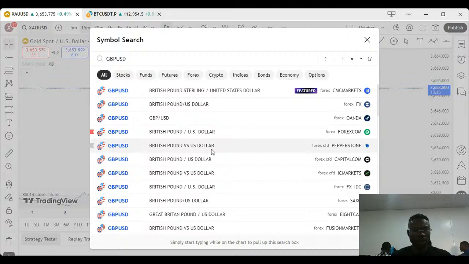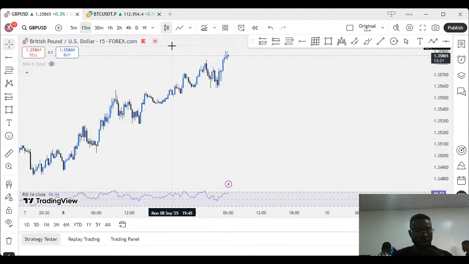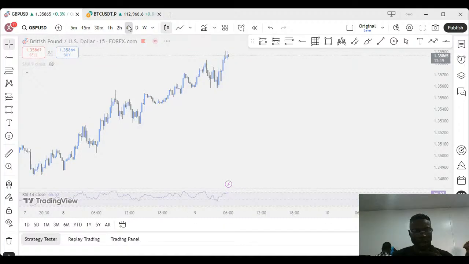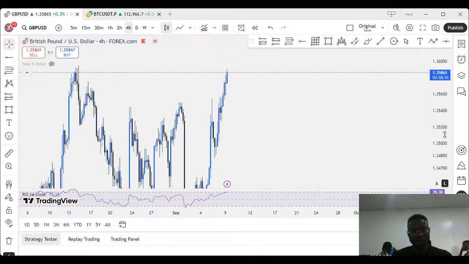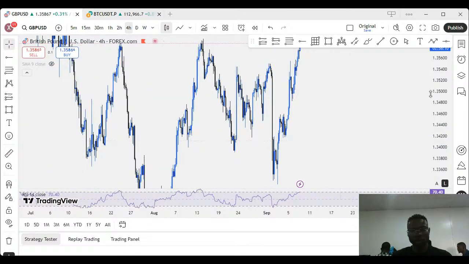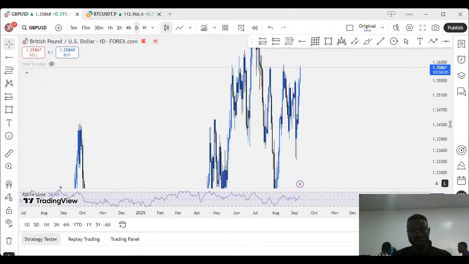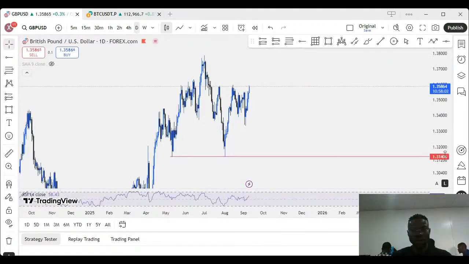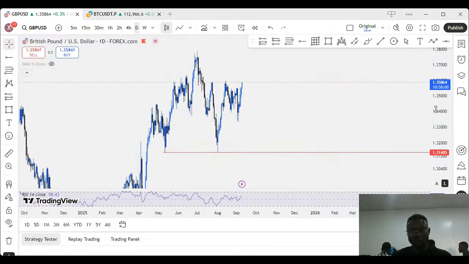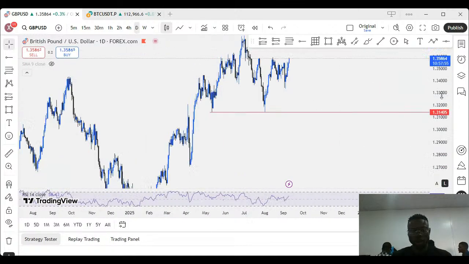Let me see what we have on GBPUSD. So we do the same thing on GBPUSD. Let's look at the daily time frame. What do we have on the daily time frame? We have a very strong bullish momentum on GBPUSD too.